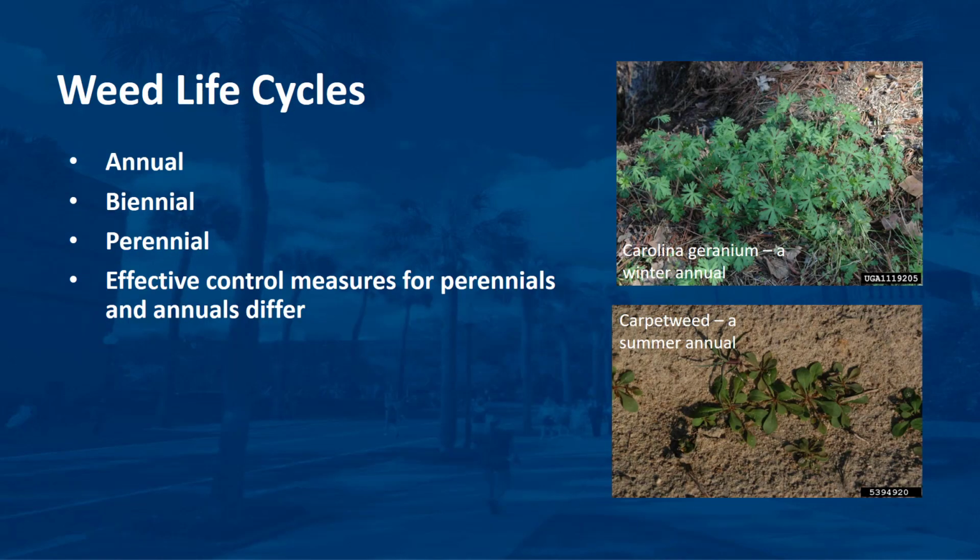Weeds can have one of three different life cycles: annual, biennial, or perennial. Knowing the life cycles of different weeds is important because it will help you manage weeds. For example, effective control methods for perennial and annual weeds differ. For warm season annuals that grow in the summer, do not apply herbicides late in the fall, as these weeds will die with the onset of cold weather. Also, you do not need to apply control measures to cool season annual weeds in the winter. They will die with the arrival of warm weather.